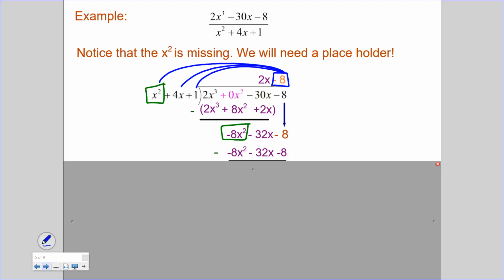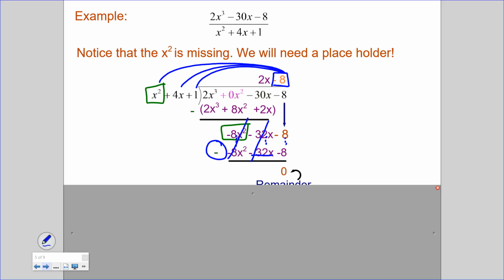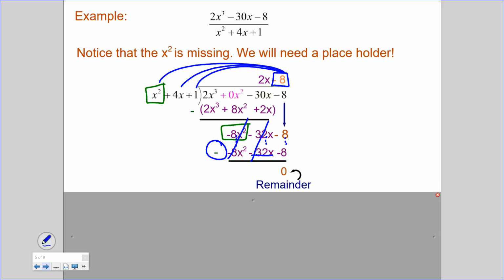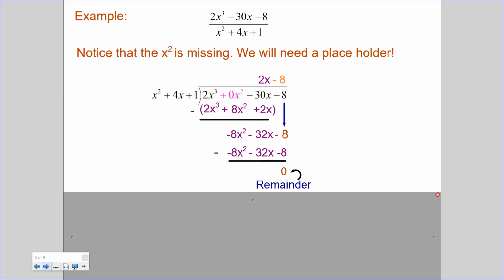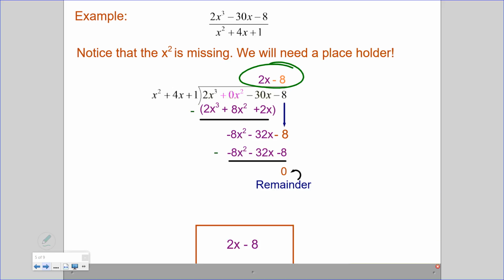Divide, multiply, subtract is next. So now we subtract our like terms, and you'll find negative 8x squared minus negative 8x squared, those are 0. Negative 32x minus a negative 32x is really plus a 32x, so that means those are 0. And negative 8 minus a negative 8 is really negative 8 plus 8, which is 0 as well, meaning we have a remainder of 0, which is a really nice situation to have happen because that means your answer is just whatever you ended up with up top, 2x minus 8. So this one nice and cleanly divided out.